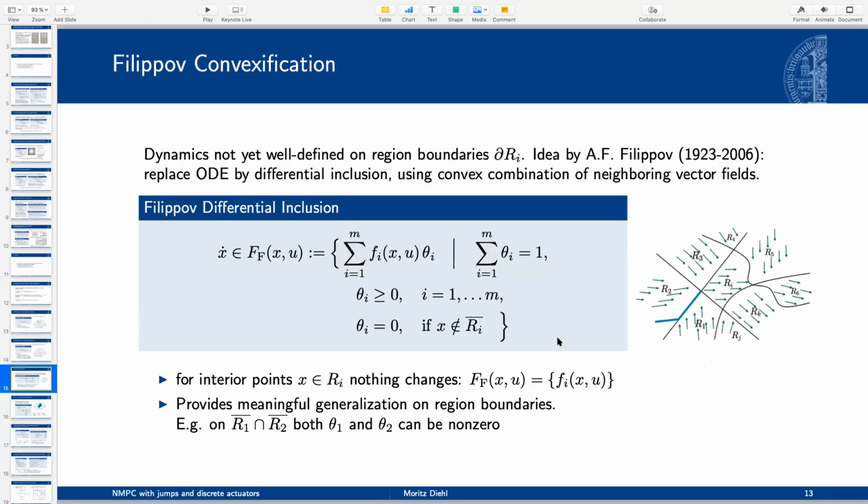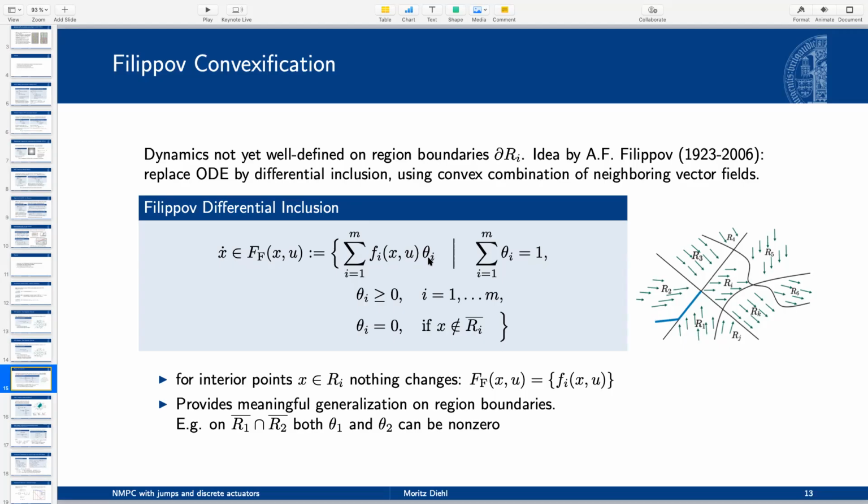So Filippov's idea was that you replace the ODE, which isn't well defined for these jumping systems, by a differential inclusion. And this differential inclusion is using set-valued analysis. So you have an ODE that says the derivative x dot should be an element in a set f. This little f of f, the little f here is for Filippov, right? So it's a set. And this set depends on my current state and on my control, and the set is parameterized via some parameters that I call theta.